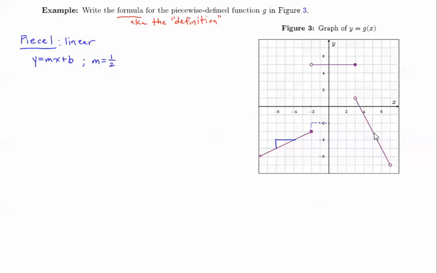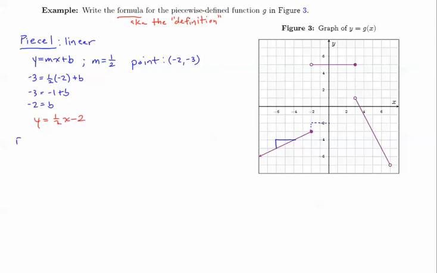Now this won't be the case for all piecewise functions. If that happened to be -2 1/3, we wouldn't necessarily be able to read that off the graph. So another way we can do that is to take a point, and I can see the point (-2, -3) pretty clearly here. So I'll take that point and solve for the value of b. I plug in -3 for y, plug in 1/2 for m, plug in -2 for x, and now I'm going to solve for b. So that will have -3 equal to -1 plus b, and that makes b equal to -2. So this formula will be defined by y equals 1/2 x minus 2.